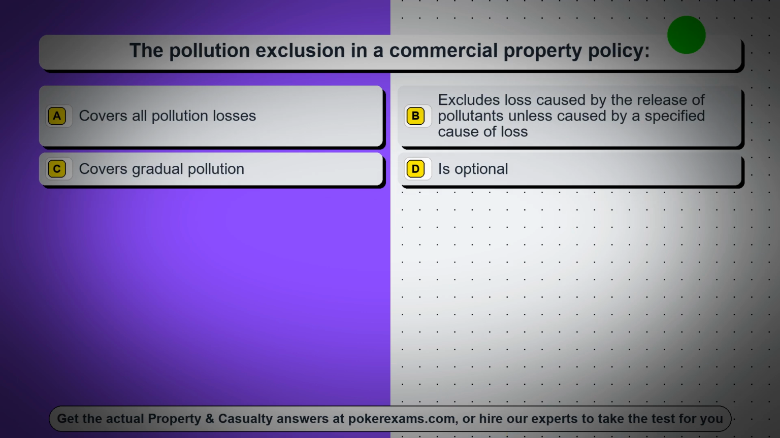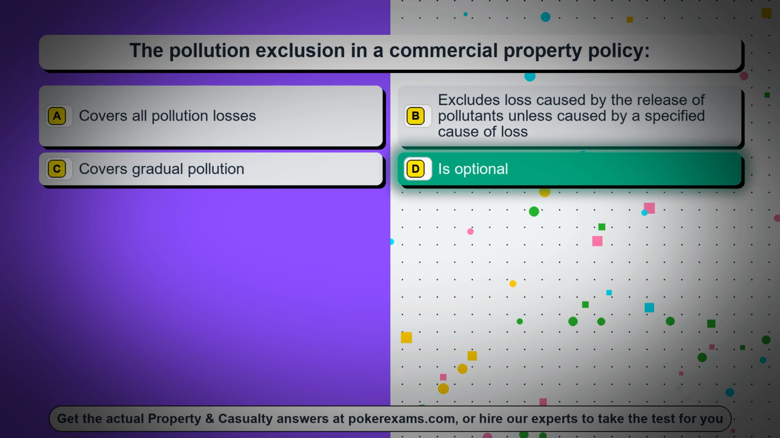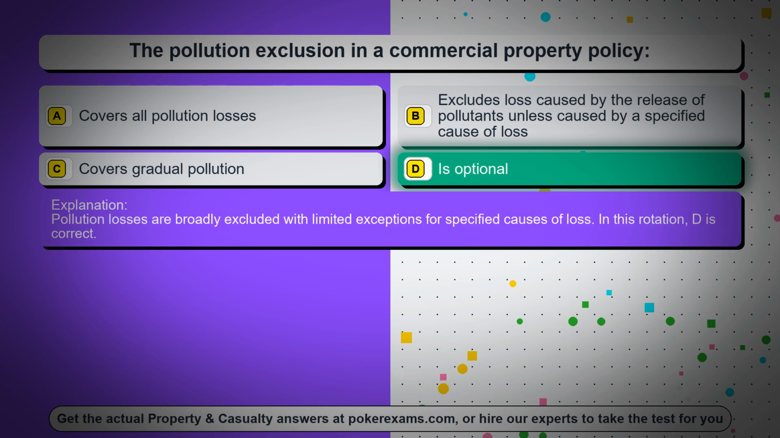Question 28. The pollution exclusion in a commercial property policy. Option A, covers all pollution losses. Option B, excludes loss caused by the release of pollutants unless caused by a specified cause of loss. Option C, covers gradual pollution. Option D, is optional. The correct answer is option D, is optional. Pollution losses are broadly excluded with limited exceptions for specified causes of loss. In this rotation, D is correct.